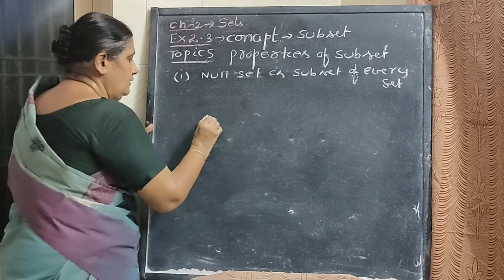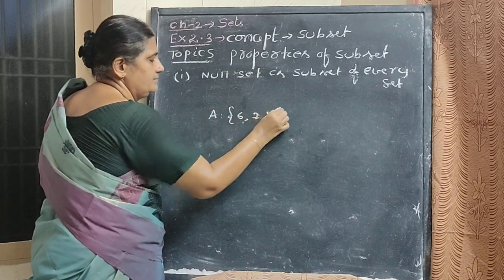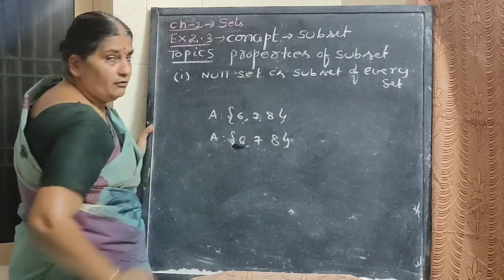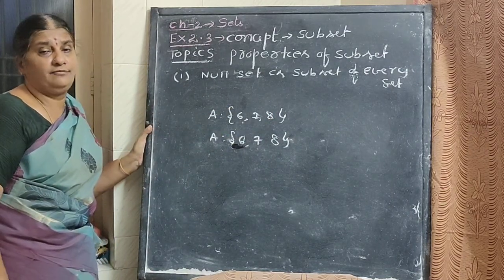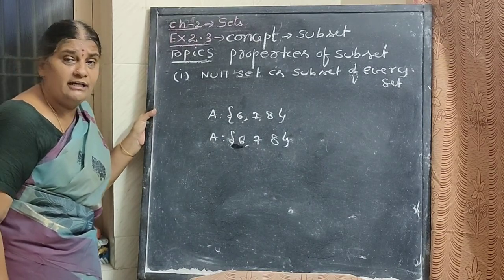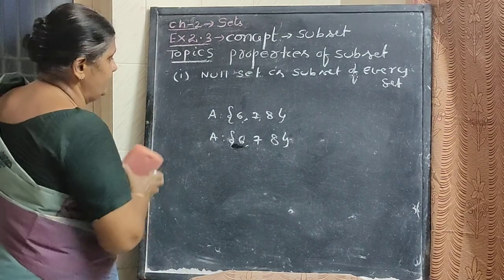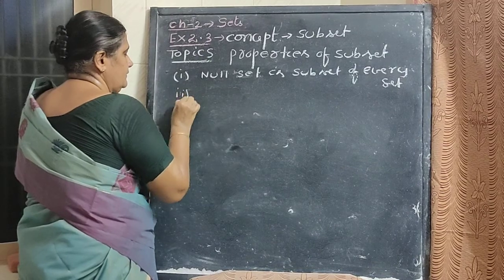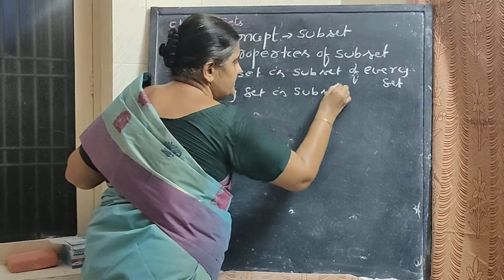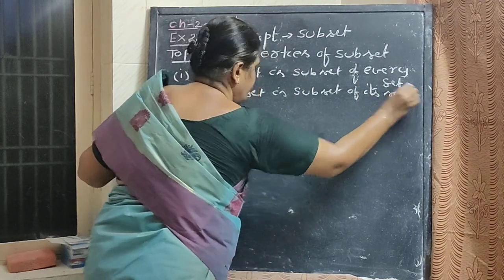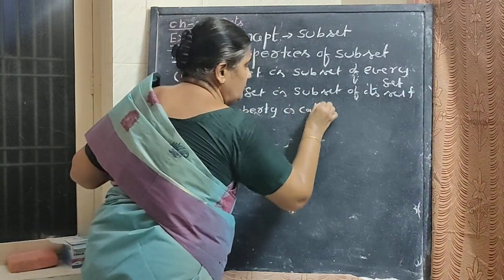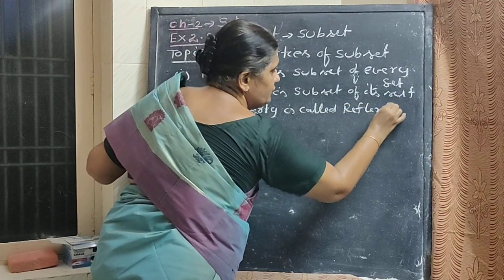Now listen, second property. What is A? 6, 7, 8. Again I am writing A: 6, 7, 8. Are all the elements of A elements of A or not? That means every set is a subset of itself. This property has a special name, called the reflexive property. Second property is: every set is a subset of itself. This property is called the reflexive property.